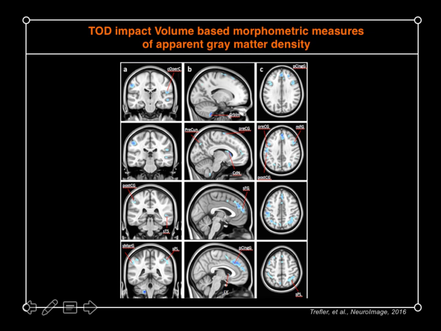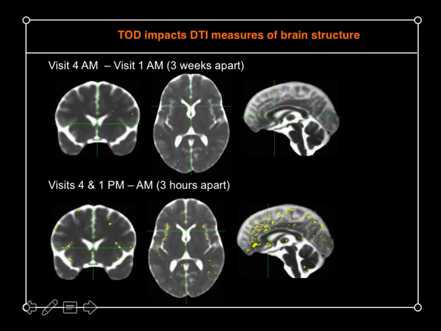Now, it's not specific to just T1 weighted images. When we looked at the diffusion weighted images that we acquired from this same study, we found that from AM to AM, so these are comparisons of scans that are 3 weeks apart, you see, if anything, specks of difference in mean diffusivity or trace. These scans are just 2-3 hours apart. And you can see there's a big increase in mean diffusivity from AM to PM.